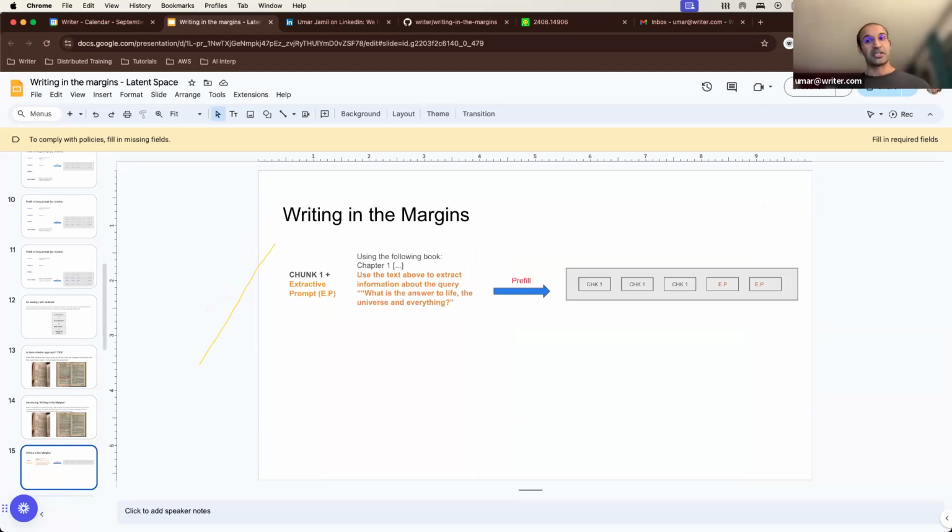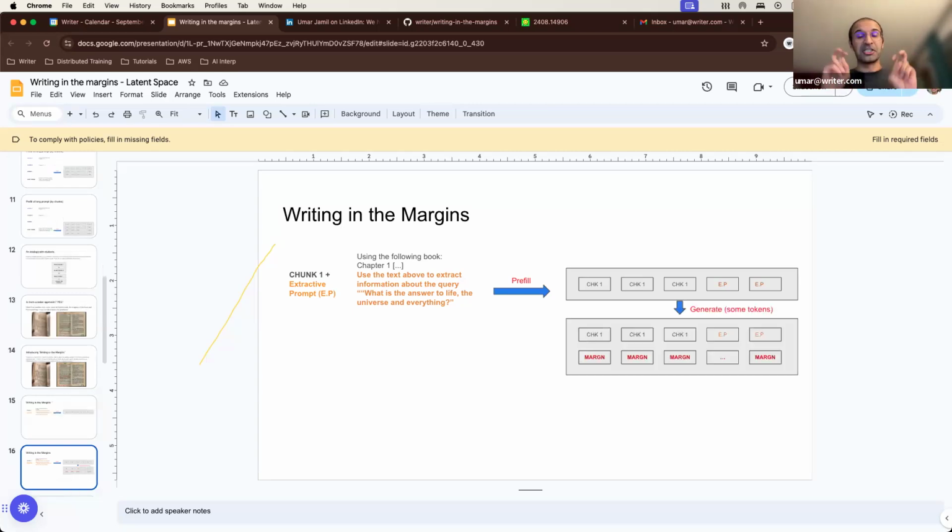So basically, writing in the margins from a technical point of view works as follows. We have this very large prompt. We split it into chunks because we are forced to split it into chunks. We cannot prefill the entire context into the KV cache. We prefill the first chunk, and then after the first chunk, we add a prompt that tells the model, okay, use the text above to extract information about the query. And the query is the question that we want to get an answer to. So now the KV cache contains the first chunk and this prompt here, and we leverage it to generate a few tokens, which is this margin annotation.